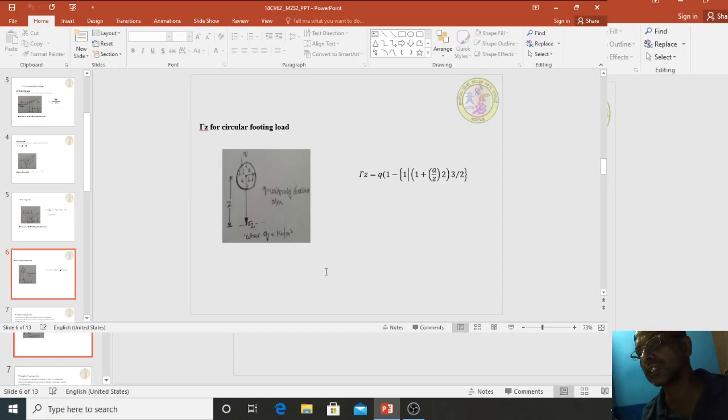Next, coming to sigma z for a circular footing load. Let us consider a circular footing having a radius A. The uniformly distributed load will be Q, and Z is the depth at which the stress is to be calculated. Then sigma Z, the stress at that point, is given by sigma Z is equal to Q into (1 minus 1 divided by (1 plus (A by Z) whole square) to the power 3 by 2).